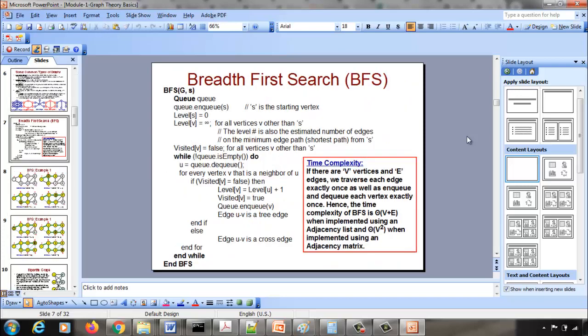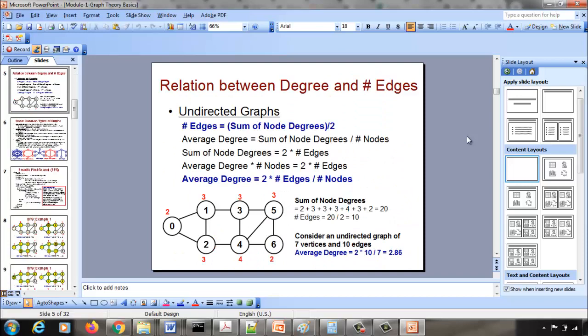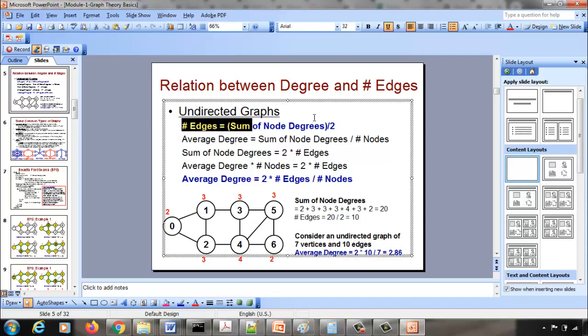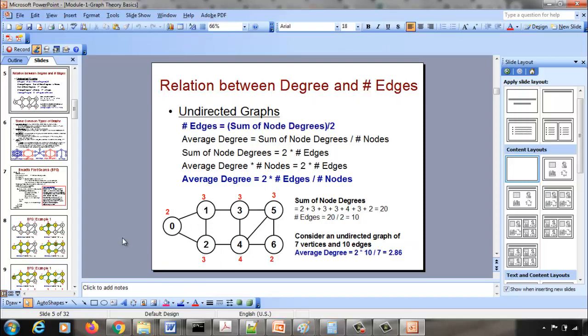Now, one thing that I want to bring up here, and later we'll use this also in several modules in the course, is the relation between the degree and the number of edges, especially for undirected graphs. Okay. Now, given a graph, if you want to count the number of edges in the graph, until now you may think that you have to manually count 1, 2, 3, 4, 5, 6, 7, 8, 9, 10 edges. So you think you have to manually count if I ask you to count the number of edges.